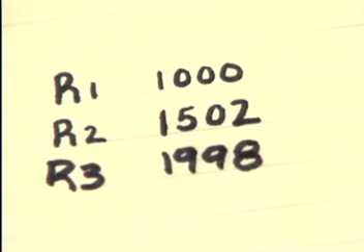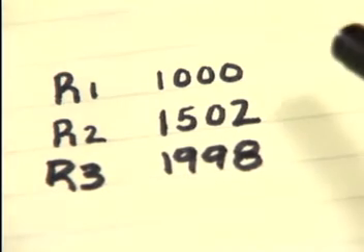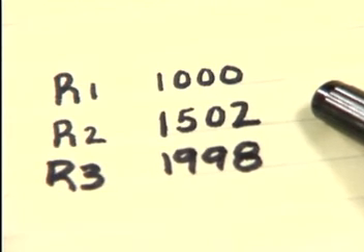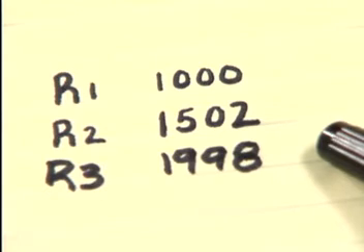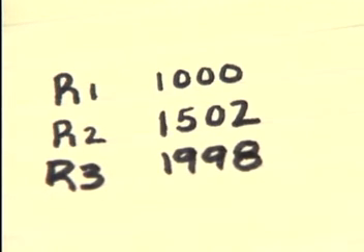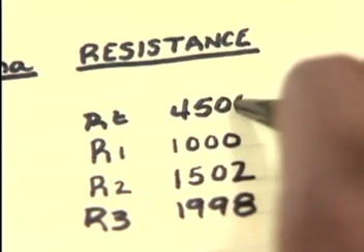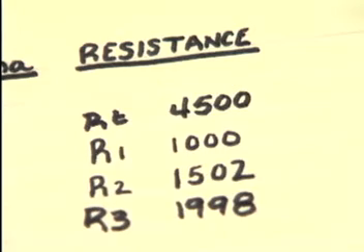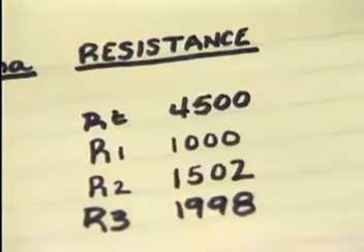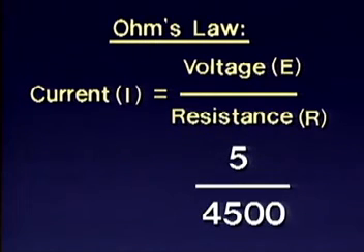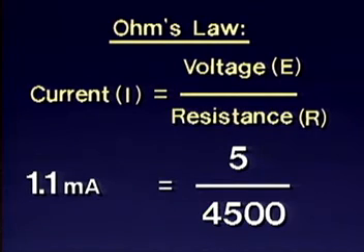The measured value of the first resistor is 1,000 ohms, the measured value of the second is 1,502 ohms, and the measured value of the third is 1,998 ohms. The total resistance is the sum of the 3 individual resistances, which equals 4,500. Record this for RT. Using Ohm's law, you can again determine total current. Total current equals 5 volts divided by 4,500 ohms, which equals 1.1 milliamps.